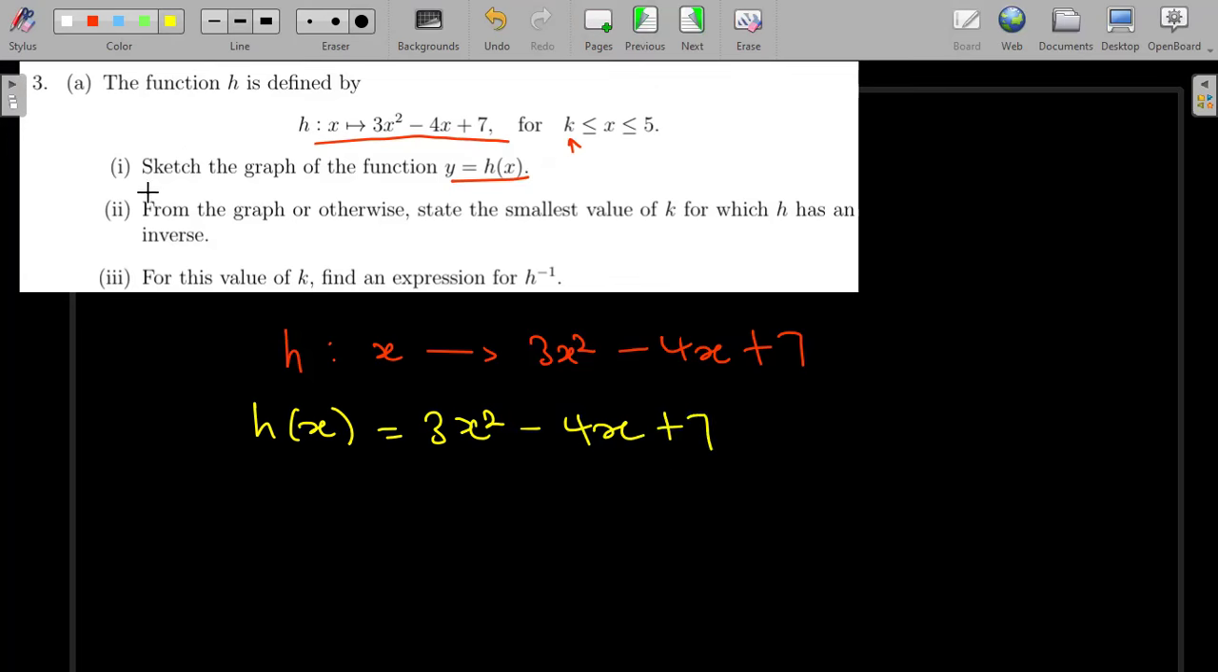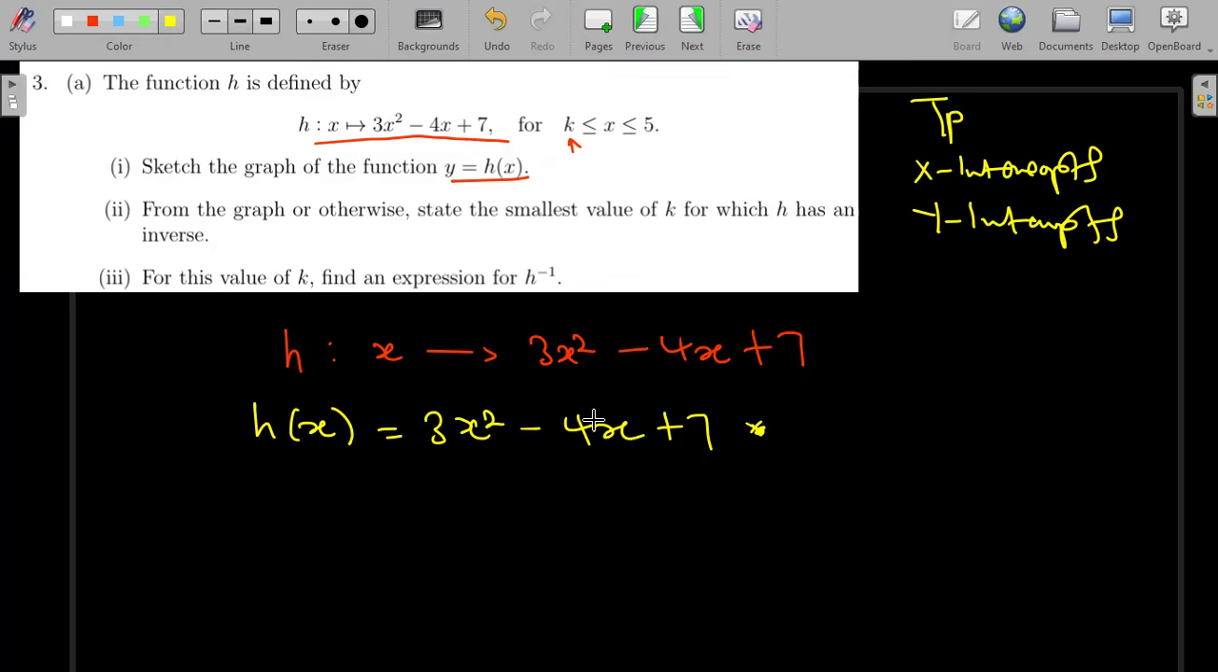So the first question here, they're telling us to sketch this. How are we going to sketch this? We notice that this is a quadratic function. To sketch a quadratic function, we need about three things: the turning point, the x-intercepts, and the y-intercept. How can we find these? We are simply going to complete the square on this quadratic equation.